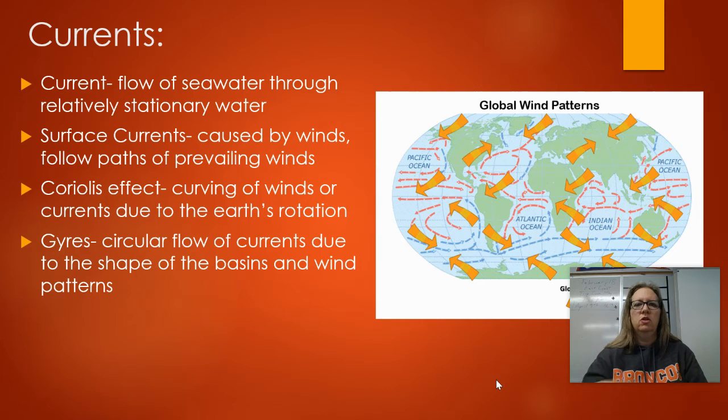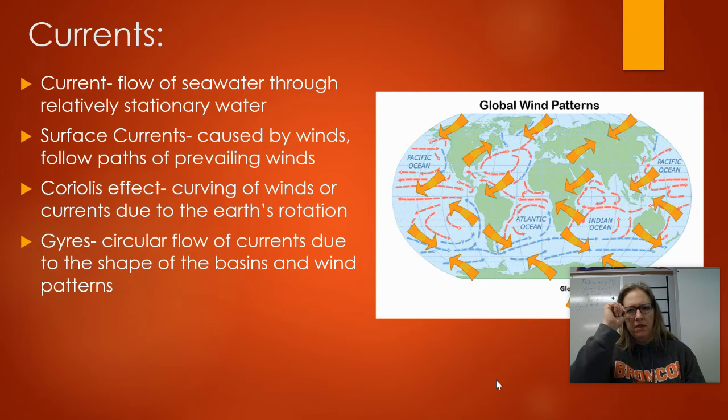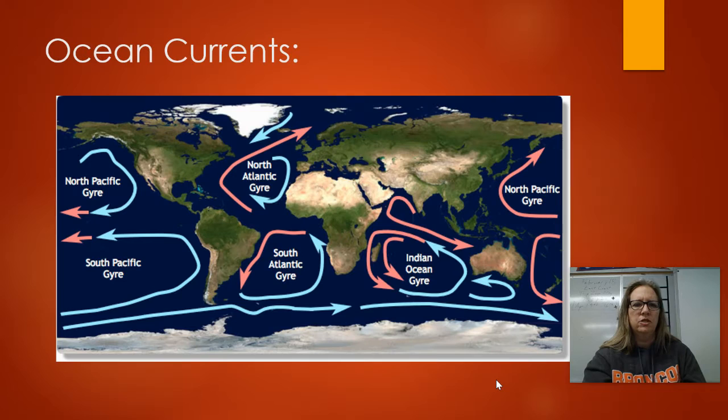They're circular currents because of the shape of the basins they're in. I'll show you that a little bit more on the next page. I've got another map to show you. And then smaller circular currents are called eddies. They can happen in more local regions.